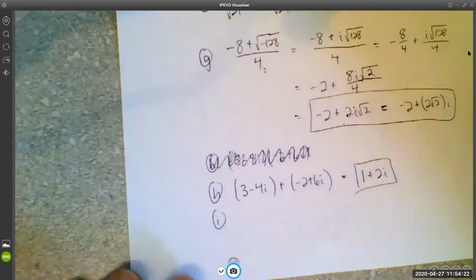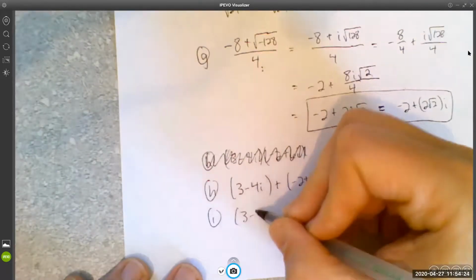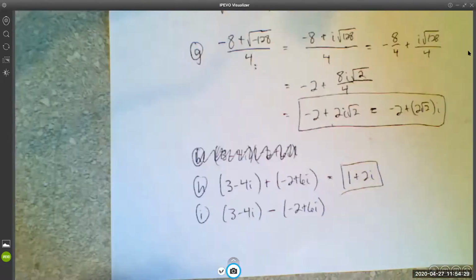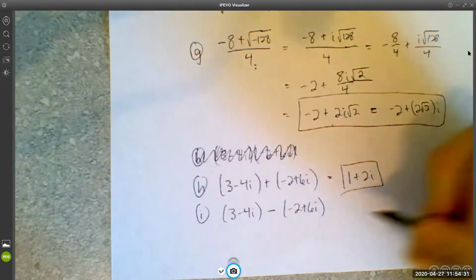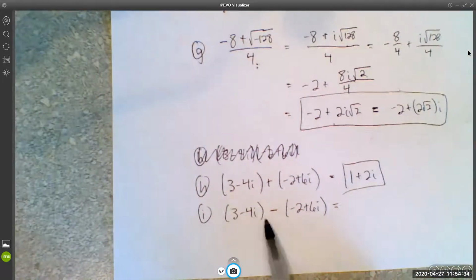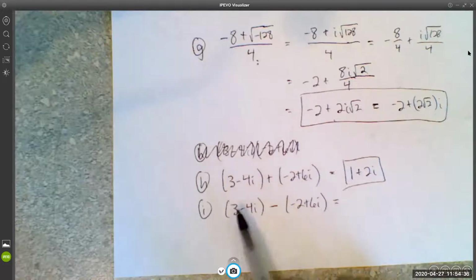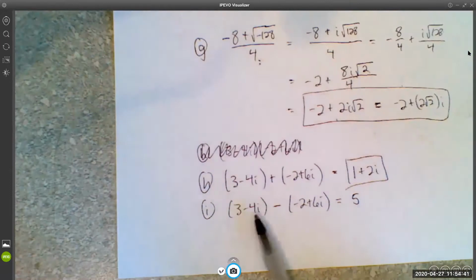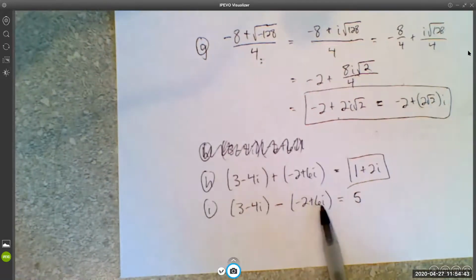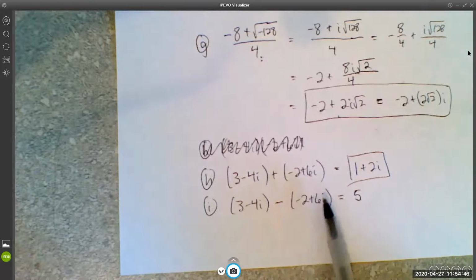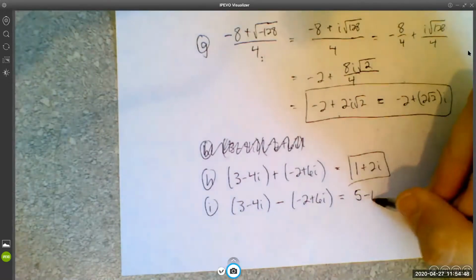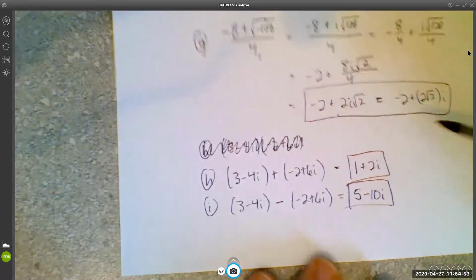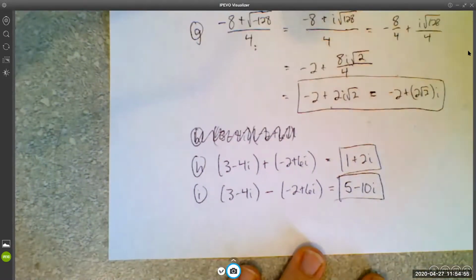We can use the same thing with subtraction. 3 minus 4i minus negative 2 plus 6i. Just be sure to distribute the negative sign. So we're doing 3 minus negative 2. That's the same thing as saying 3 plus 2, which is 5. And then we have negative 4i minus 6i. So negative 4i minus 6i would be negative 10i. Again, we've got something in the form a plus bi.